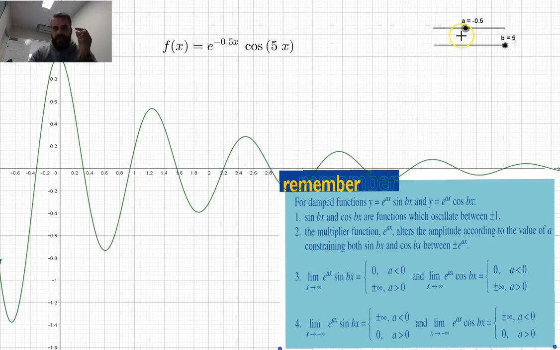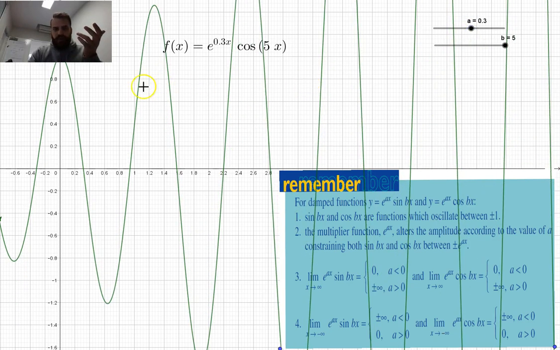And if a is more than 0, the limit as x approaches infinity is plus or minus infinity. So it goes off into space here, off into space here, as x approaches infinity. That's the same for sine bx, and it's the same for cos bx as well.